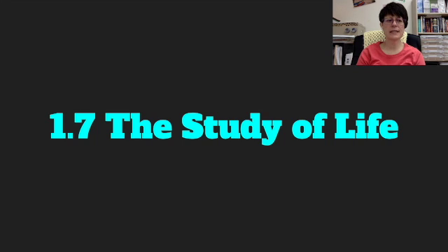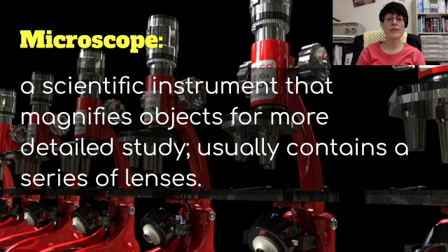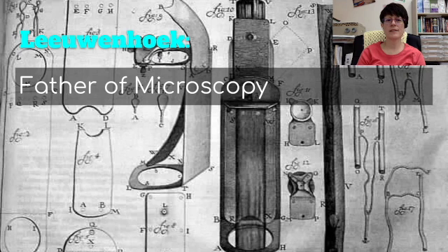Now, how do we study life? One thing that we will commonly use in this class to study life are microscopes. This is a scientific instrument that magnifies objects for more detailed study, usually containing a series of lenses. And we'll talk about those lenses in class. Now, the father of microscopy is Leeuwenhoek. He was Dutch, and it was actually a side hobby of his. He was not a scientist per se, that was not his day job, but it was a hobby, and he really came up with the first microscopes. These are some drawings in the back of his first microscopes. They look nothing like ours today.